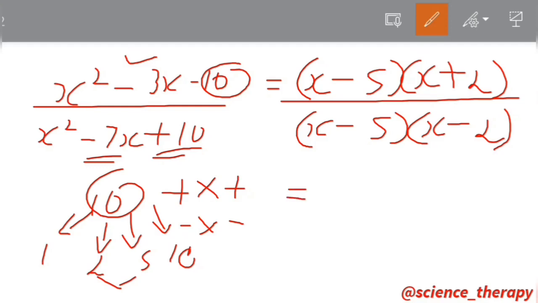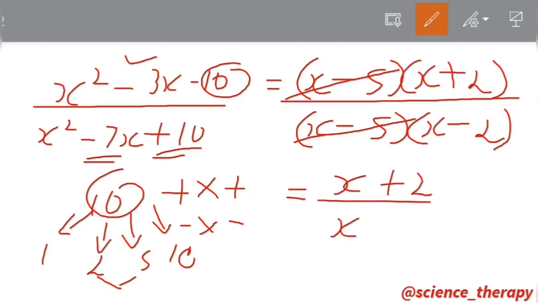Do we have a common expression in the numerator and the denominator? Yes, we do. It's x minus 5 and x minus 5. So our solution is x plus 2 over x minus 2. That's how you have it.